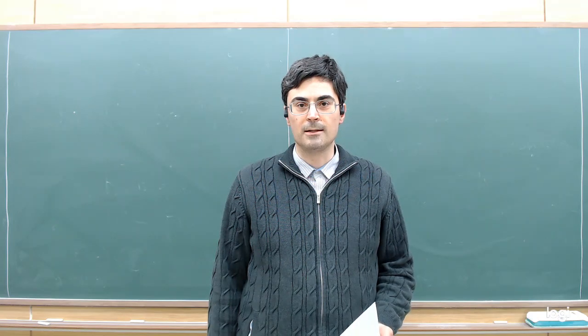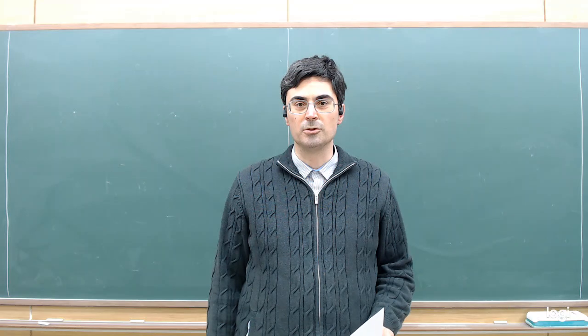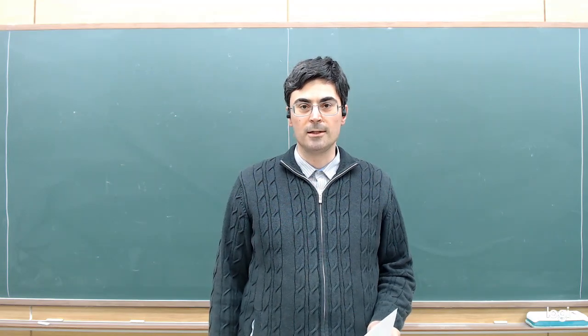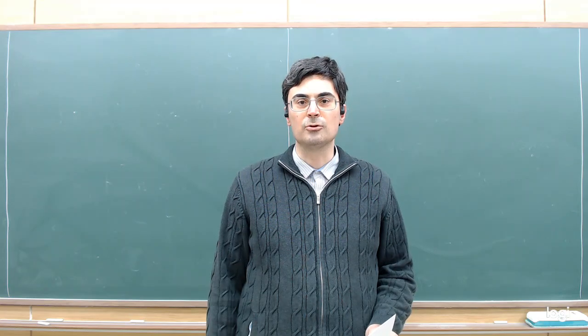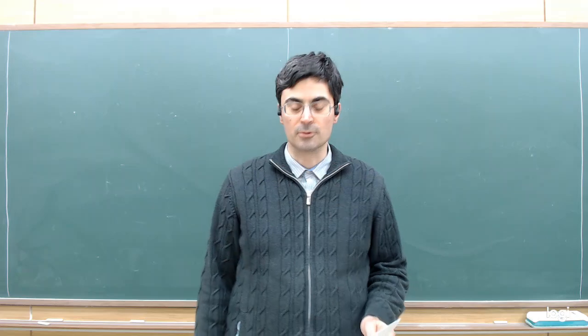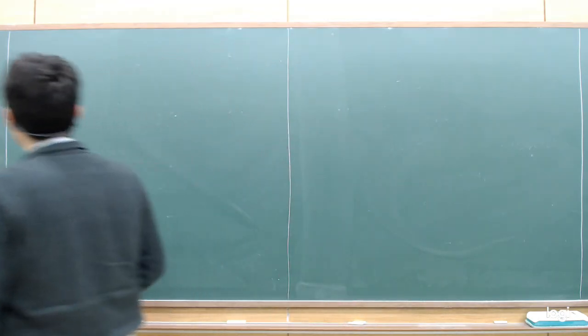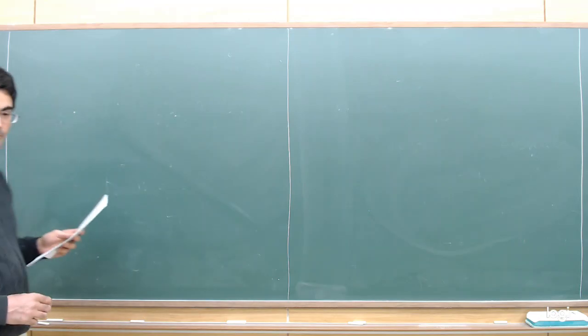Last time I introduced the musical isomorphism denoted by sharp. Today I want to show you how to use it to introduce the notion of inner product for covectors. So let's recall what I said last time.